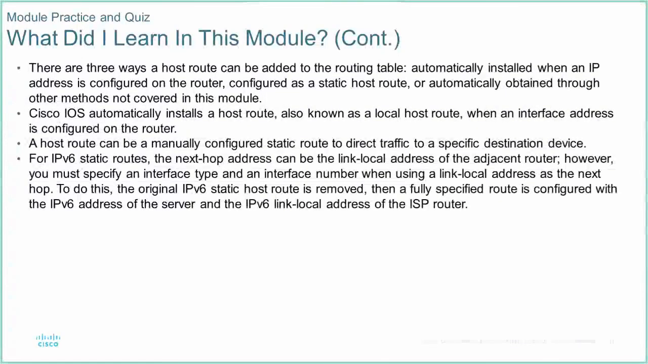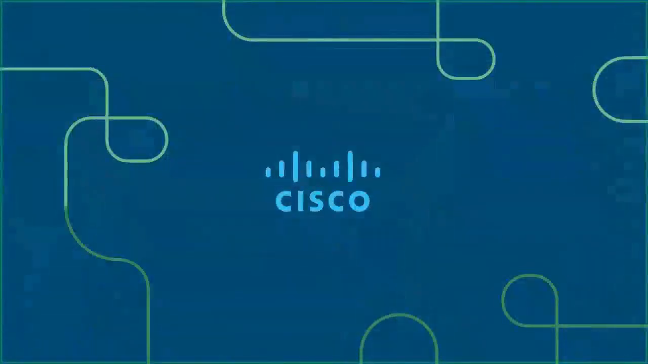That concludes Module 15 or Chapter 15, and we'll be doing Chapter 16 next, which is troubleshooting static routes.